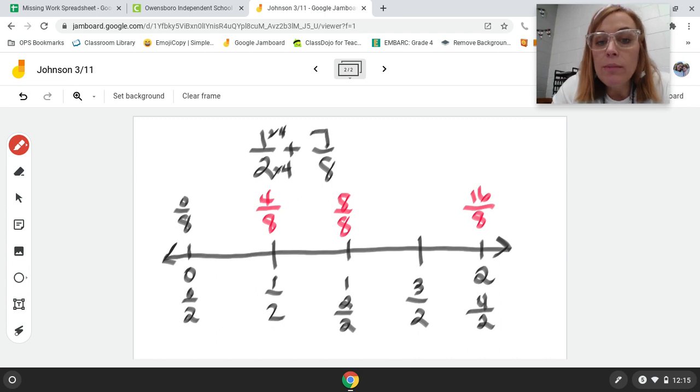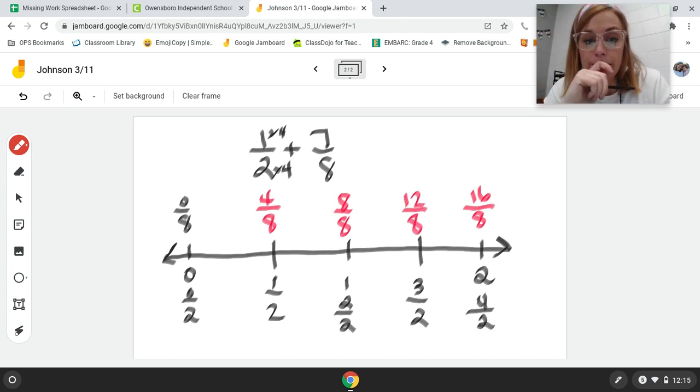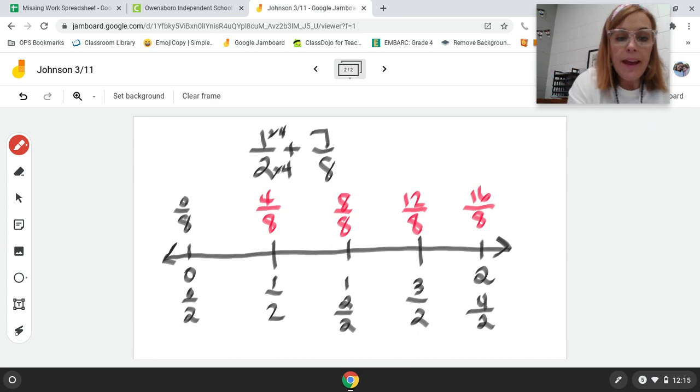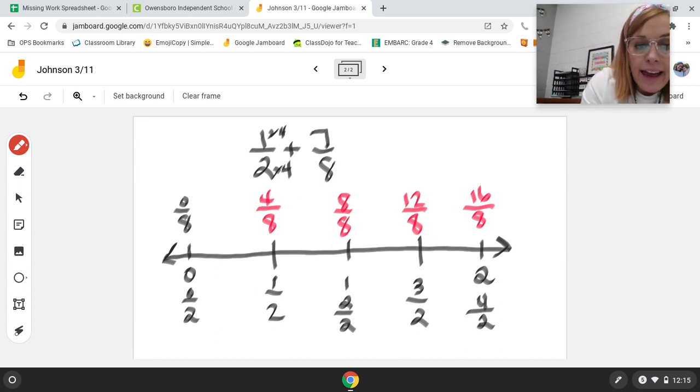And then halfway between 8 and 16, well, I'm going to add 4 to 8, and I'm going to get 12/8, right? Okay. So now I can go back in and add all my other, I have 1/8, 2/8, 3/8. There's my 4, 5, 6, 7.